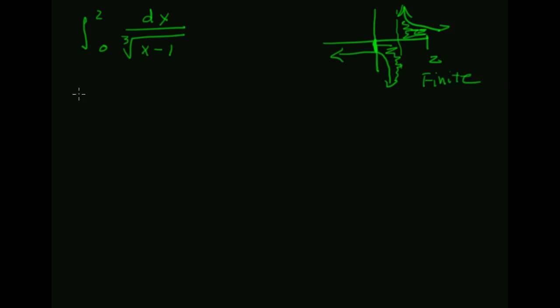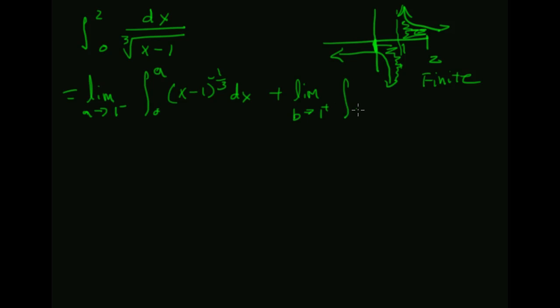Okay, so literally here I have to break this into two limits. I need the limit as a approaches 1, because that's where the asymptote is, from the negative side, of the integral from 0 to a of x minus 1 to the negative 1/3 dx, plus the limit as b approaches 1 from the positive side of the integral from b to 2 of x minus 1 to the negative 1/3 dx.